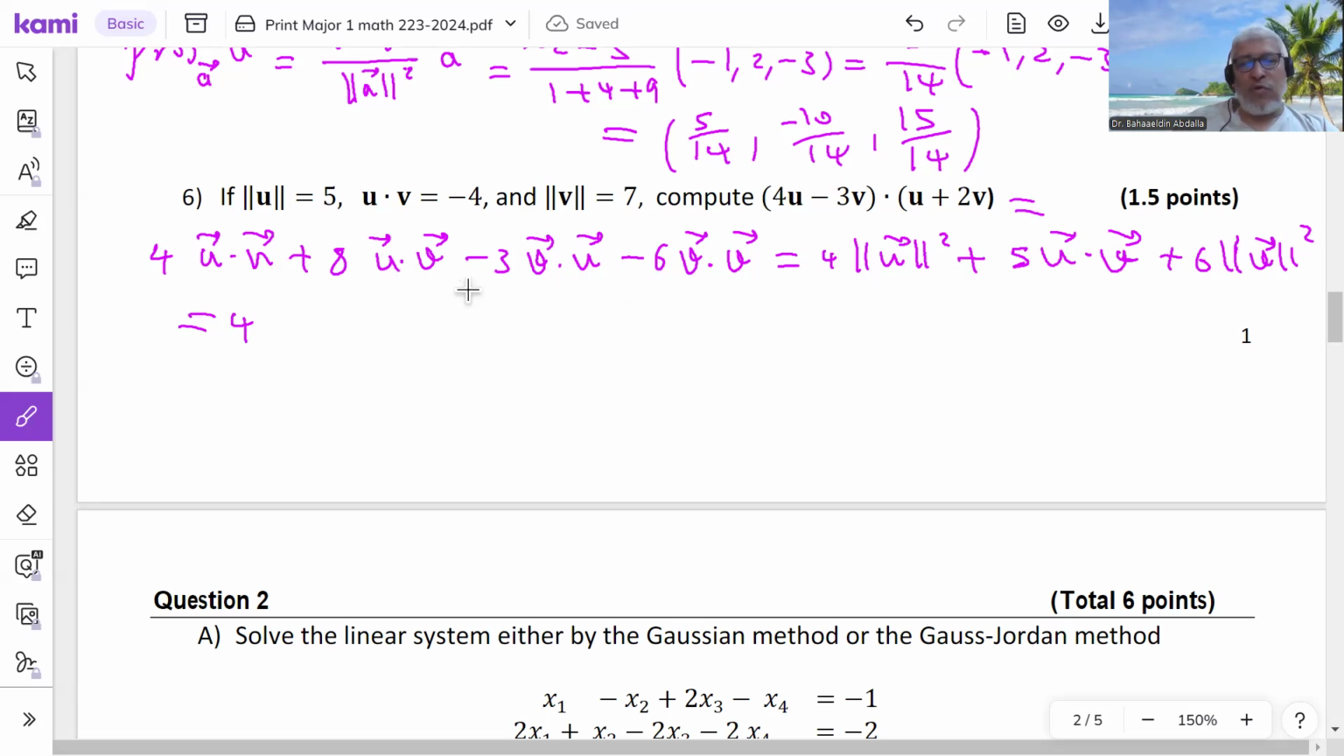Norm of u is given, it's 5, so square it, and u dot v is given, and norm v is given, square it. So 100 minus 20 plus 6 times 49, the answer is negative 214.